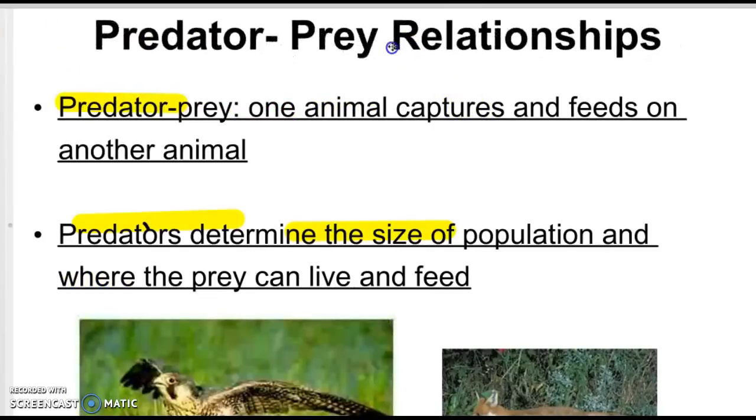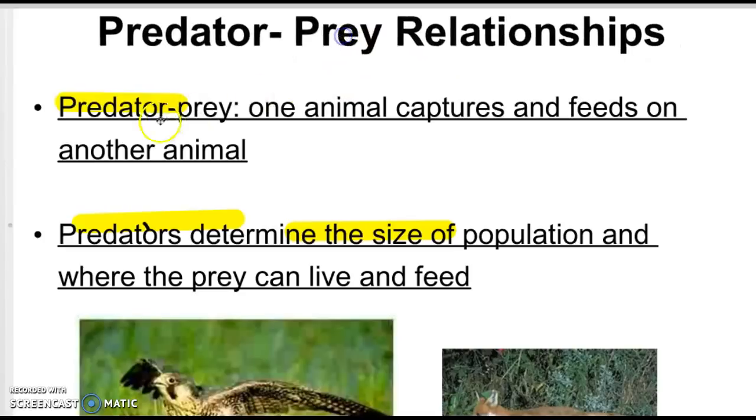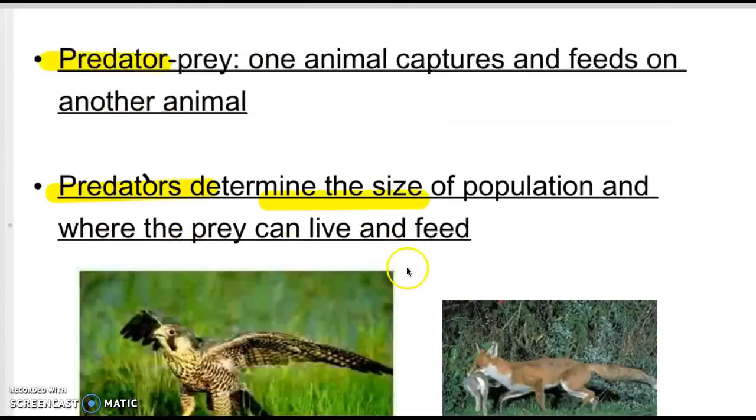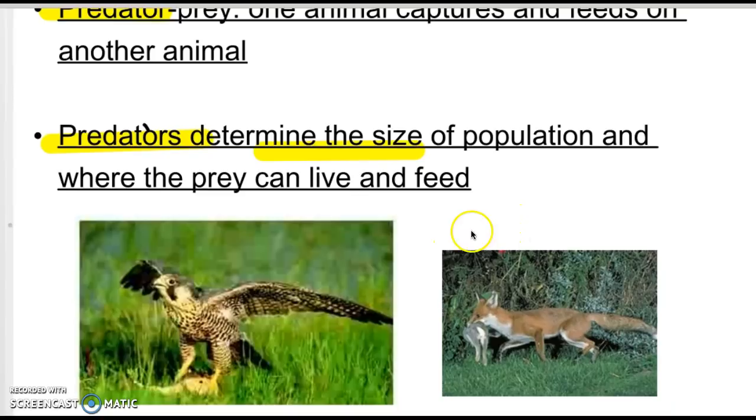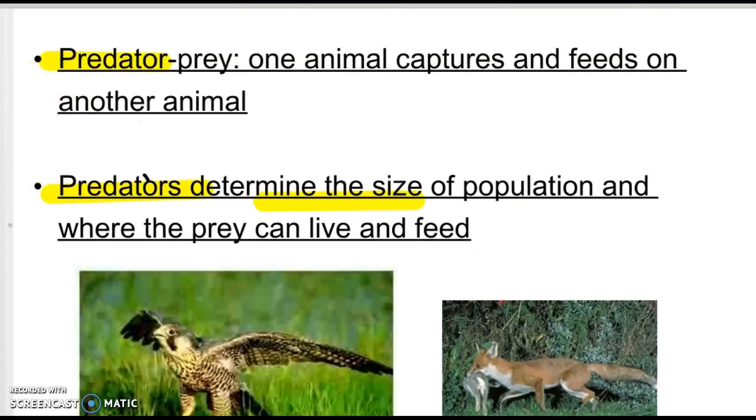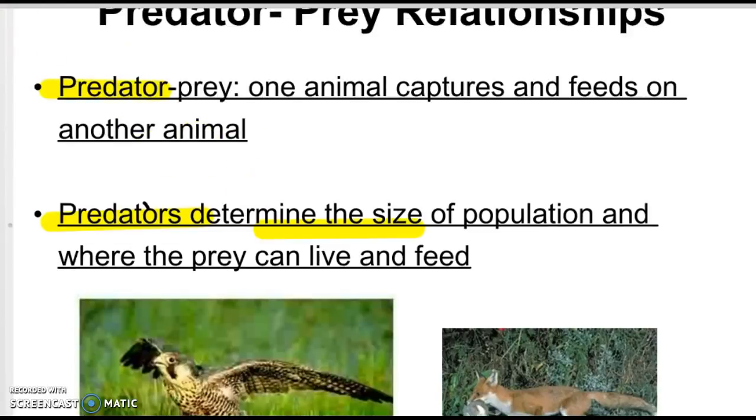Okay, so predator and prey relationships. This is also talking about competition. Predator, remember, is what goes and tries to find stuff to eat, and prey is what's being captured. And so if you have an increase in predators, you're going to see a decrease in the prey. If you have an increase in the prey, you're going to see an increase in the predators, because there's more food for them to try and get.